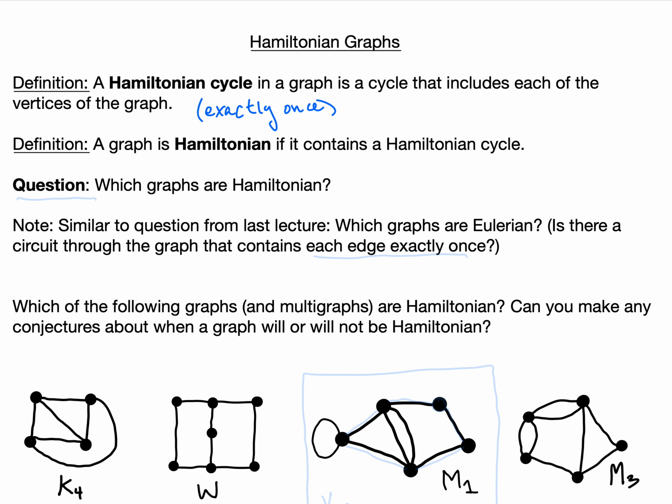So a graph is Hamiltonian if it contains a Hamiltonian cycle. And so our question is, which graphs are Hamiltonian? Note that this is similar to the question from the last lecture.